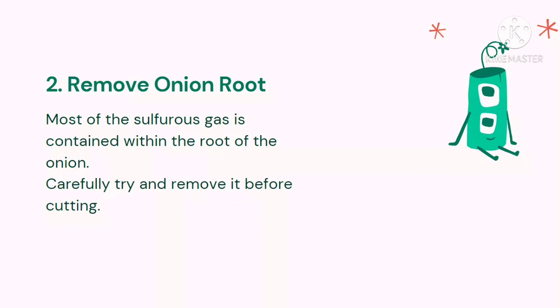Tip number 2. Remove the onion root. Most of the sulfurous gas is contained within the root of the onion. Carefully try to remove it before cutting the onion.